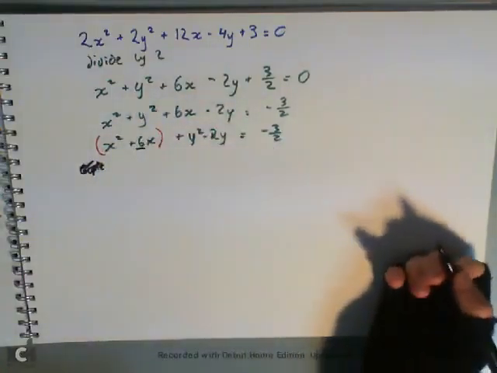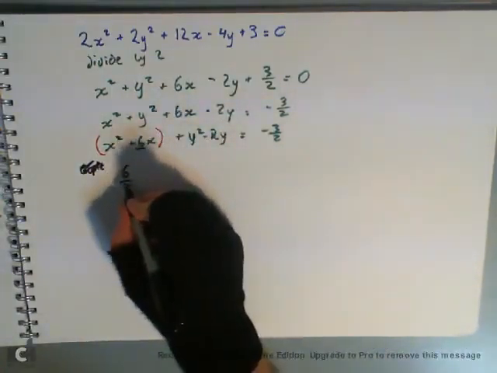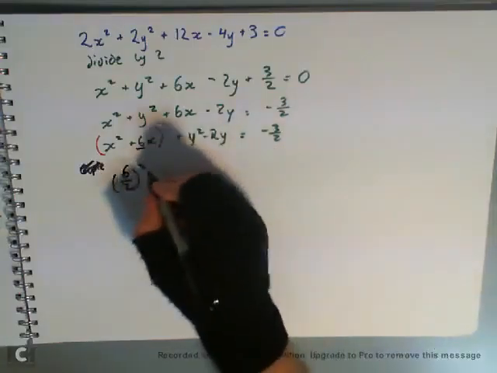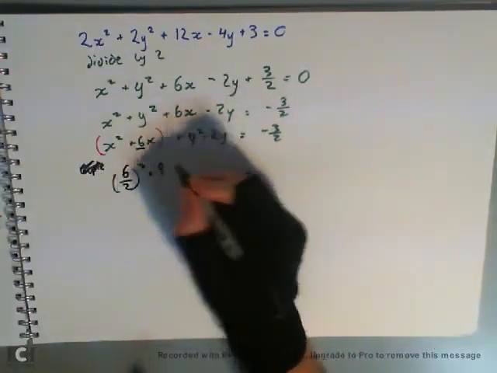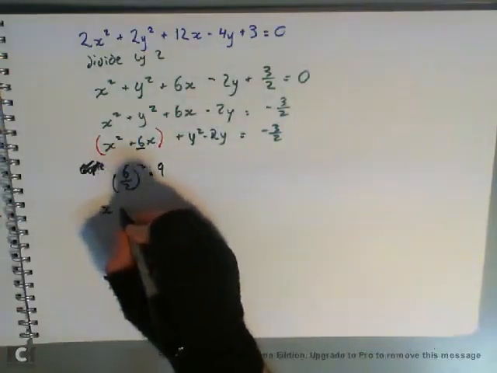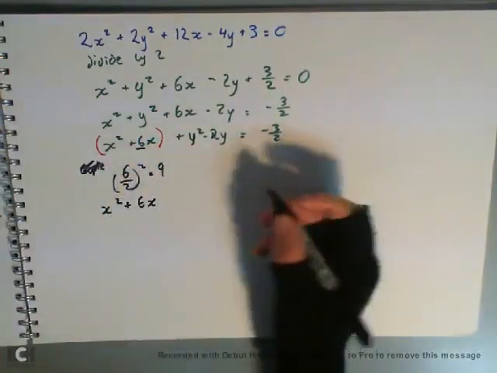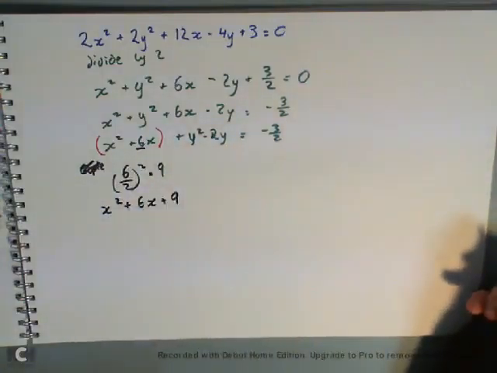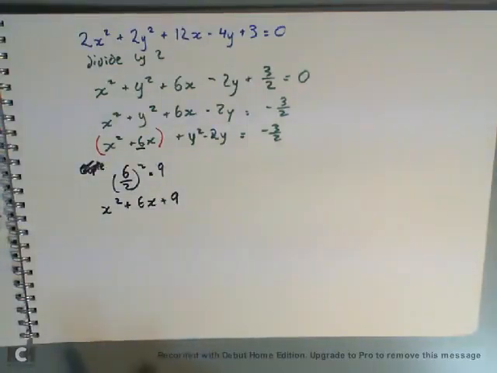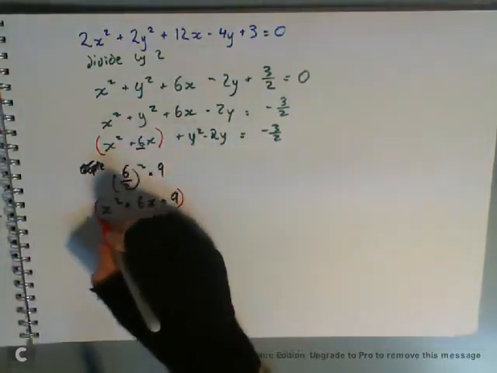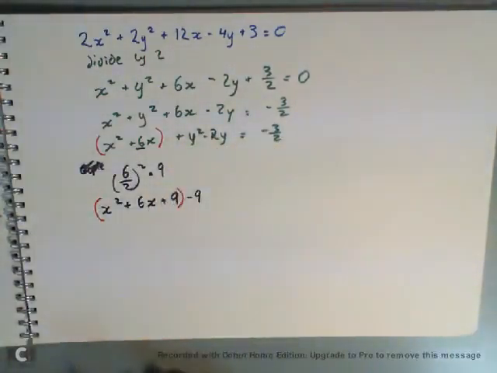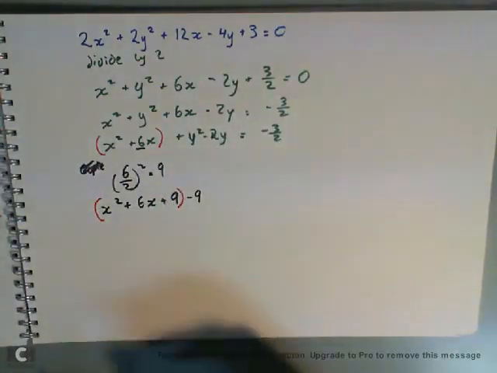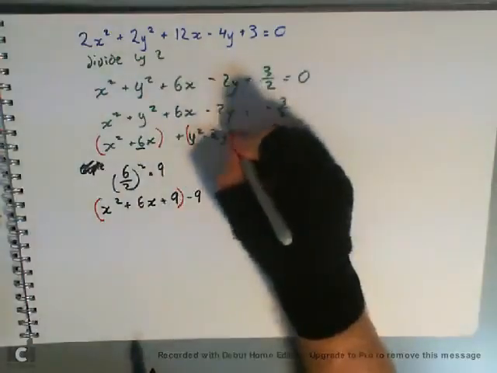We take the number next to x, we divide it by 2, and then square it. So 6 on 2 is 3, squared is 9. So we actually get x squared plus 6x plus 9 is what we want. Close your brackets. Now, because we added 9, we need to take away 9. And then do a similar thing for the y's.